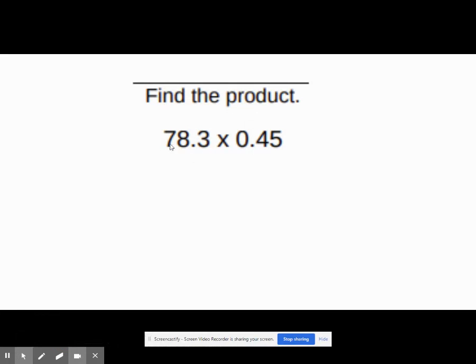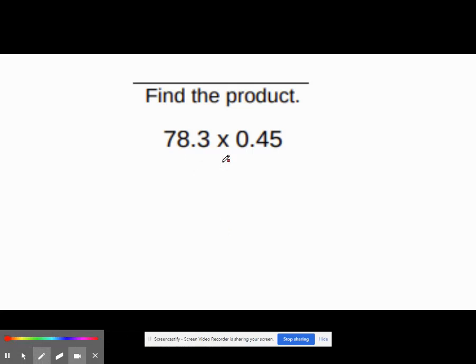Find the product. 78 3/10 times 45/100. Now, you've got decimals here. As you multiply, remember our trick with decimals. We're just going to count up how many digits are to the right of a decimal point in our question, and that's how many we should have in our answer. Go ahead and give it a shot, and we'll check it together here in just a moment.